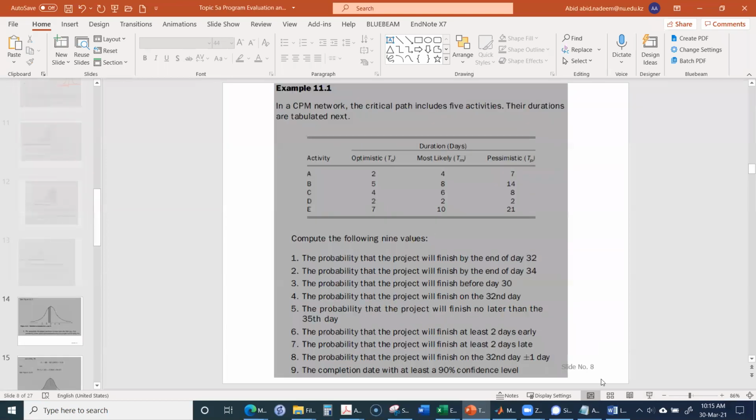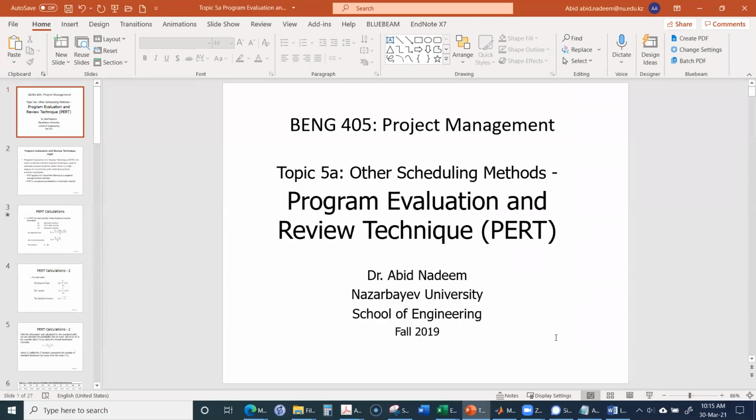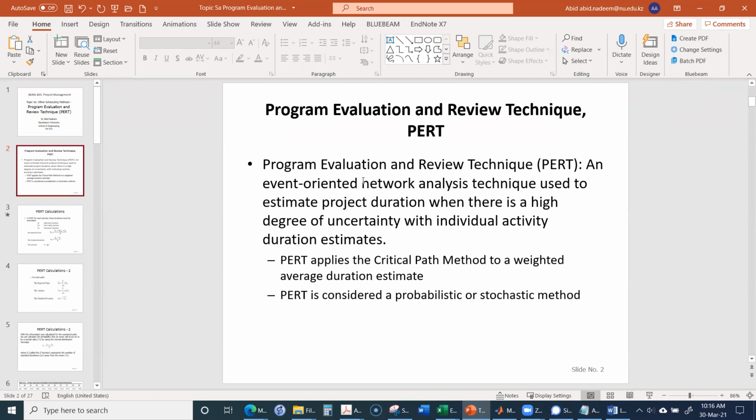This program evaluation and review technique is basically used for research and development kind of projects. In those situations, we are not very sure about the duration of the activities. There is a lot of uncertainty involved. So we may want to get an idea of the probabilities for completing the project in some specific time frame.